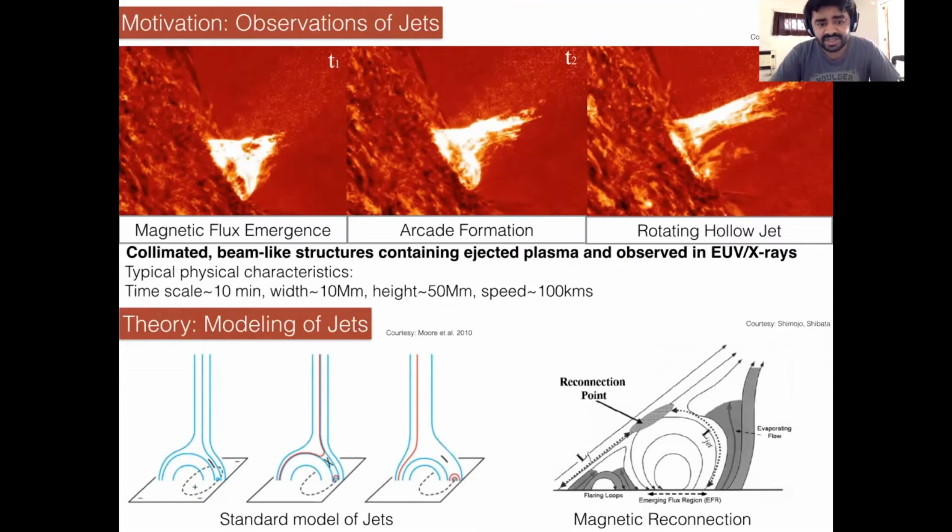The way we model these events is by very simple structures. In the theory section, you can see the second image which shows something called magnetic reconnection going on. Magnetic reconnection is a basic physics process which says that if you have two oppositely directed magnetic fields and they are close together, they can lead to very explosive events by restructuring of those field lines if they come very close together.